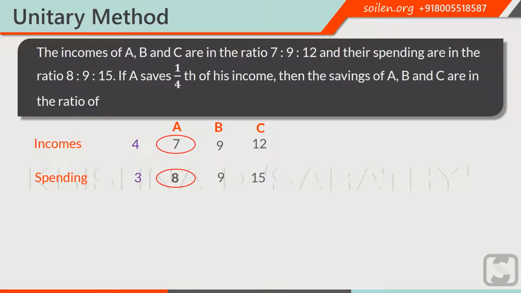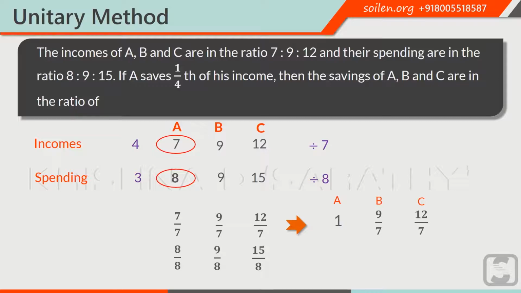Alternatively, we can apply the above unitary method faster. By this way, first, we will divide all the terms of the ratio of incomes by 7 and the second ratio by 8. I will write all of the respective values quickly. Seven divided by 7 is 1 and 8 divided by 8 is also 1. Now, we will get the ratio of incomes as 1 to 9/7 to 12/7, and the ratio of spending is 1 to 9/8 to 15/8.